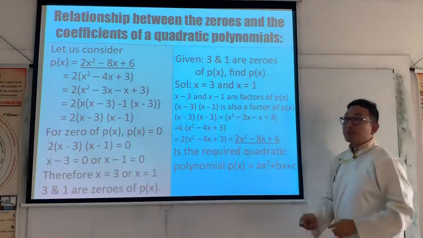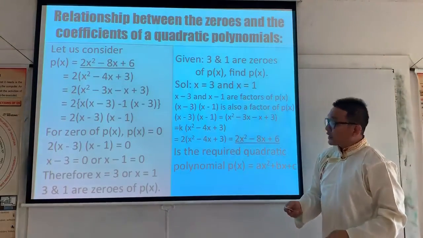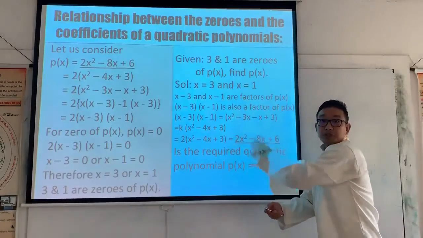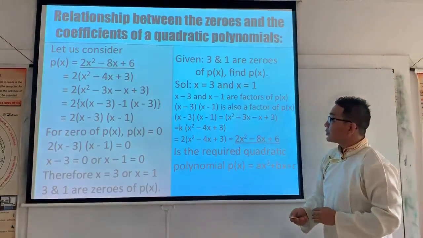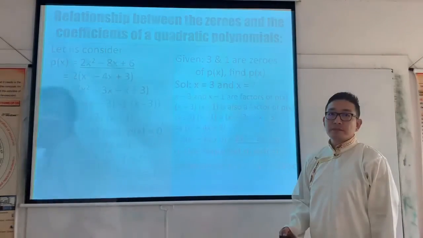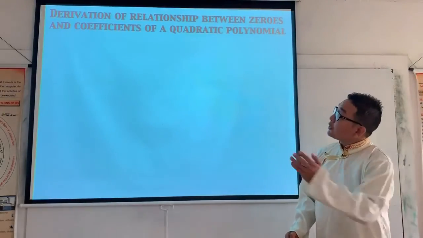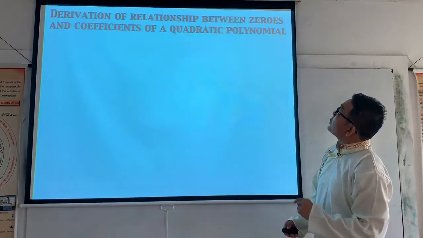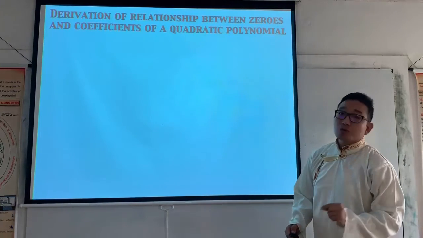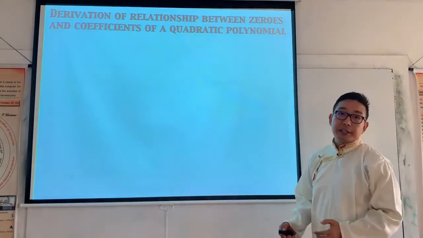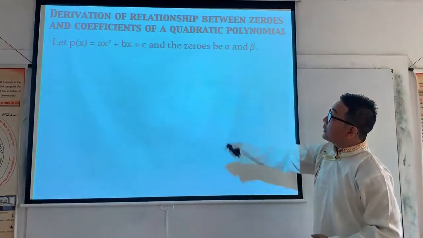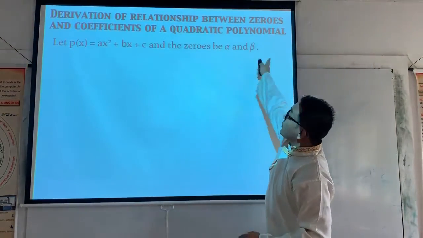The general form is ax squared plus bx plus c. Now the derivation of the relationship between zeros and coefficients of a quadratic polynomial.